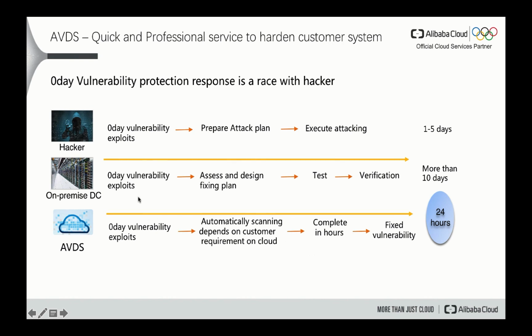So in the traditional on-premise data center, when we find those vulnerabilities, we assess and design the fix plan. We do the testing and do the verification. Usually it spends more than 1 week or even 10 days to finish the cycle. But with the APTs, everything happens automatically. It's all based on your scheduling, like daily scanning, right? It can complete in hours and fix vulnerabilities automatically. The whole cycle will happen in maybe just 1 day. So again, speed is the key, right? If we can act fast, we will definitely win the game.